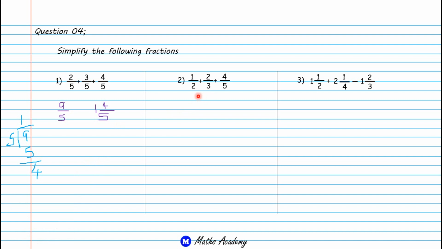Now let's go to the next question. In the next question, the denominators are not equal. That means we should take the common LCM of these. The common LCM of these will be 30. To make these 30, you should multiply this fraction by 15, this fraction by 10, and this fraction by 6. Now we have made the denominator equal. So now you can just put the denominator as 30, add the numerators, and put it on the numerator side. That will be your final answer.